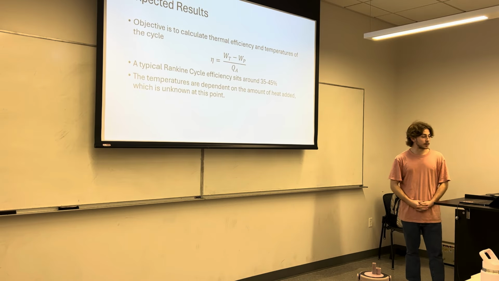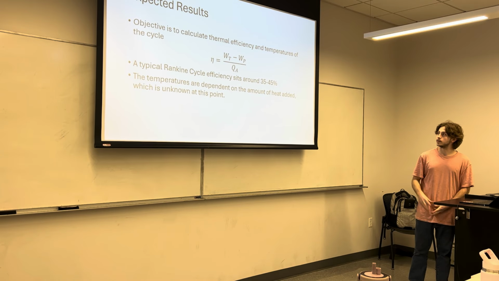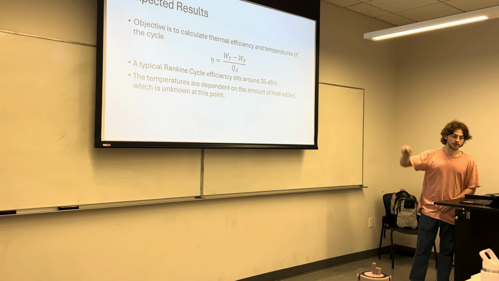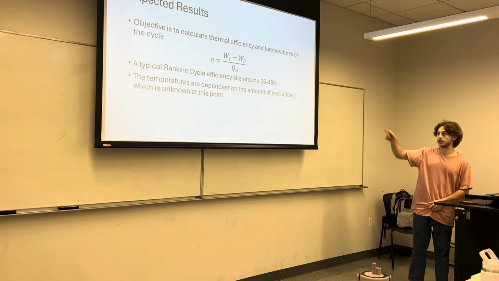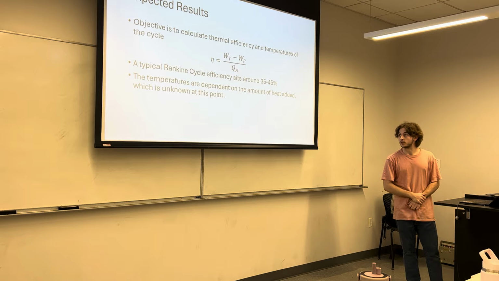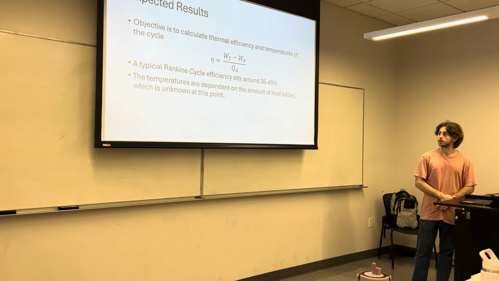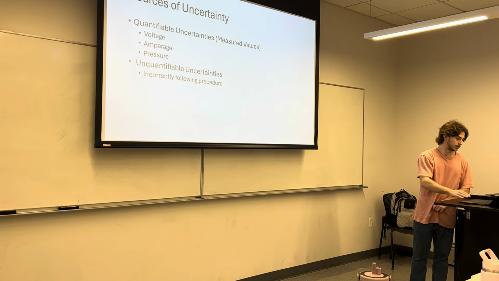The results we expect, we're looking for the thermal efficiency, which is calculated by the net work, which is the work out minus the work in, over the heat added. A typical Rankine cycle efficiency is around 35 to 45%, and the temperatures are dependent on the amount of heat added, which is unknown at this point, so we can't have any expected results for those.